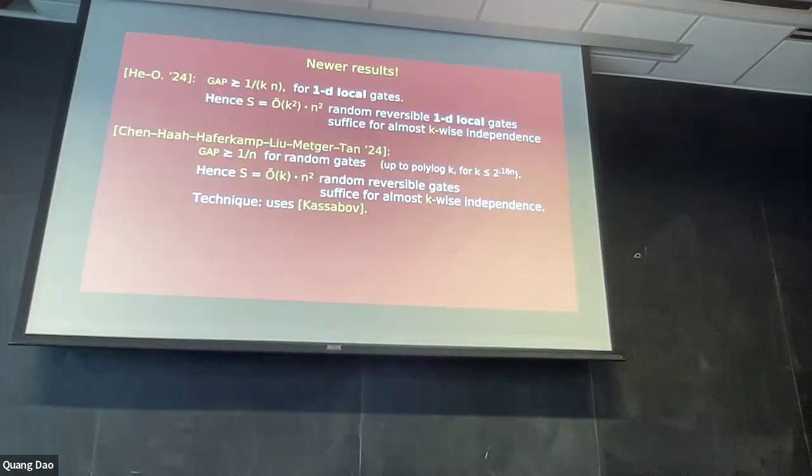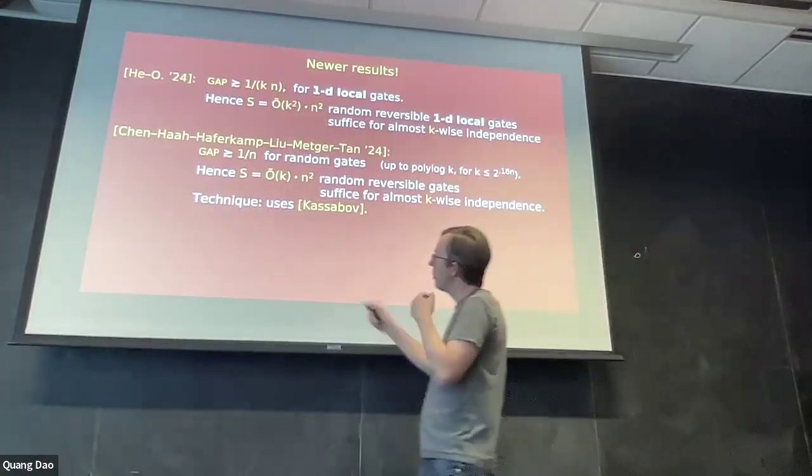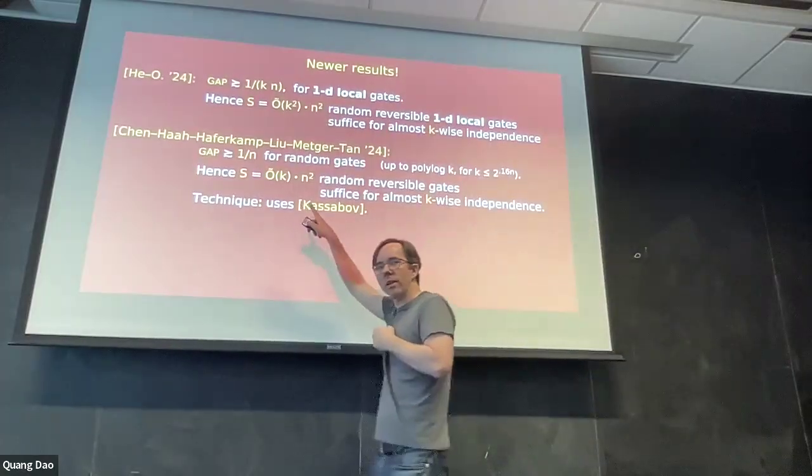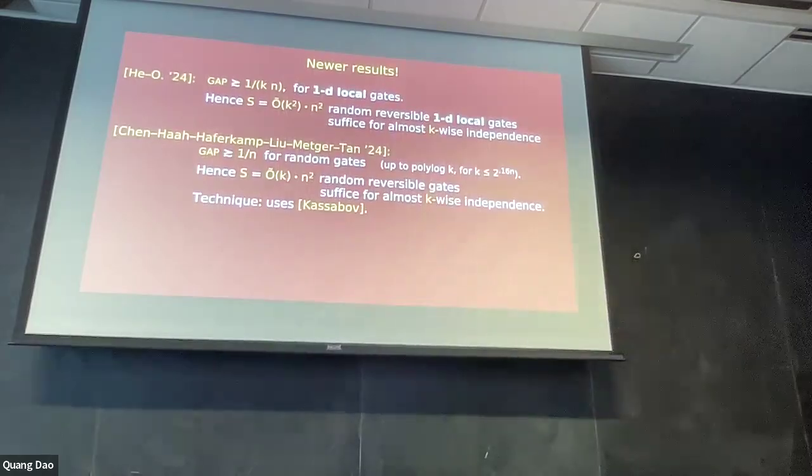And that means you get rid of one factor of k here and show that k times n squared random reversible gates suffice for almost k-wise independence. Somehow it uses the Kasabov result in some way, though I didn't fully read it. And some of these people are physicists, and physics people are really obsessed with getting linear dependence on k. I always care about the parameter called n more than the one called k. There are reasons to care about k as well.